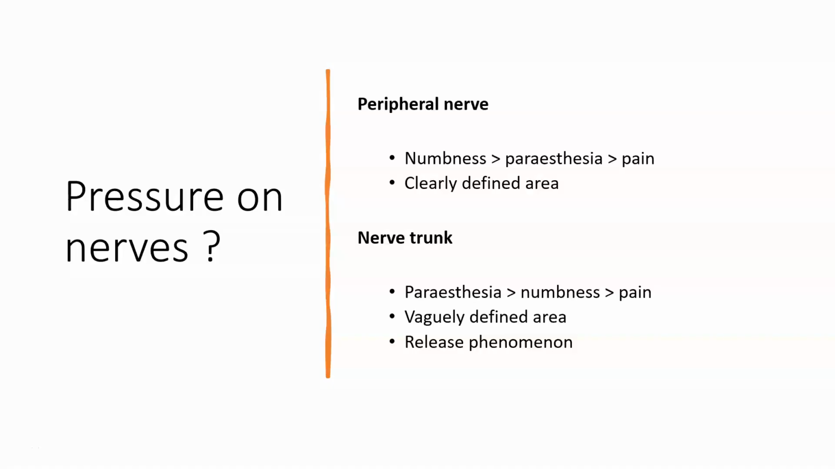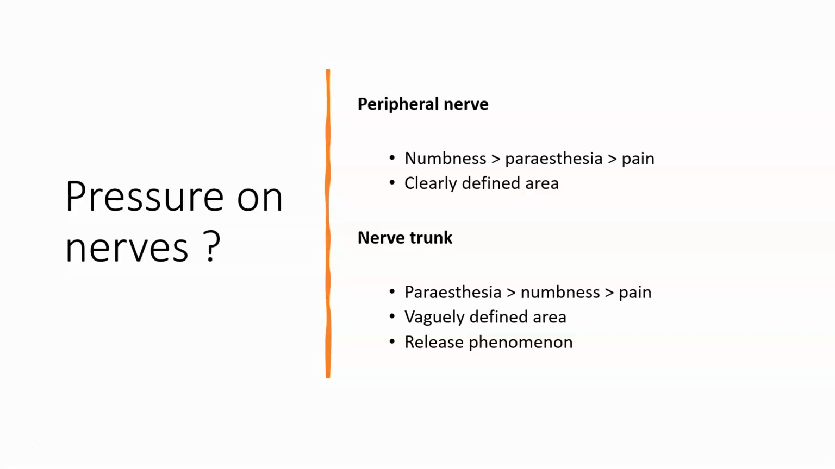What about pressure on nerves? Well, if there is pressure on a peripheral nerve, then the main symptom the patient is describing is a kind of numbness feeling, more than paresthesia and more than pain. And the patient is describing a clearly defined area. He can tell you, well, it's the medial side of my finger, but not the lateral side. Yeah, it's really to the point.